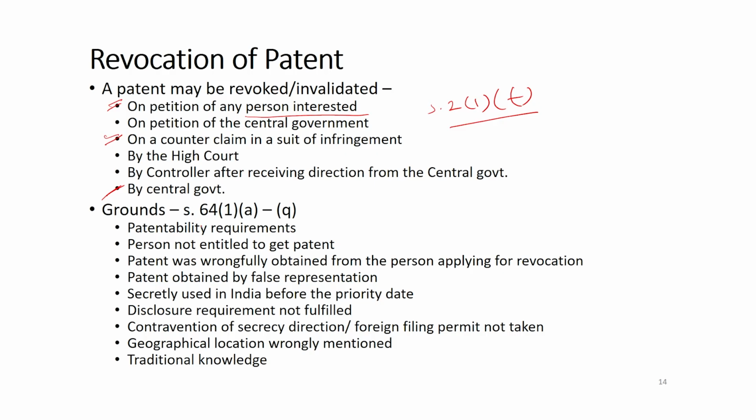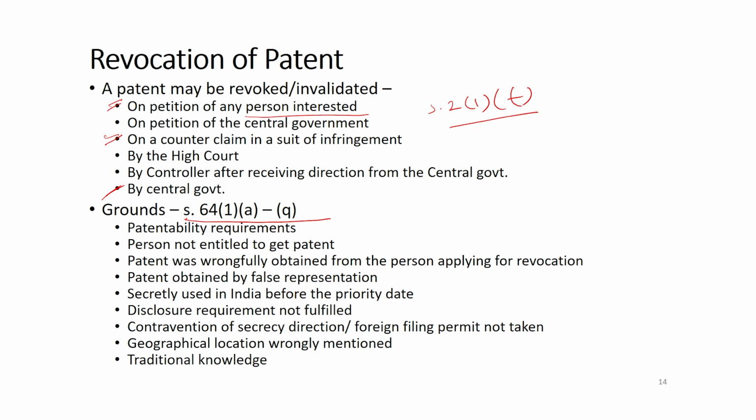There are a good number of grounds provided for revocation. Section 64(1) clauses (a) to (q) provide the grounds for revocation of patent. I have listed some of the grounds. These are quite similar to the grounds which we discussed in Section 25(1) and 25(2) for pre-grant and post-grant oppositions. The first is patentability requirements are not fulfilled: novelty, inventive step, industrial applicability. Second, the person is not entitled to get the patent. He is not the true inventor. Third, the patent was wrongfully obtained from the person applying for revocation.